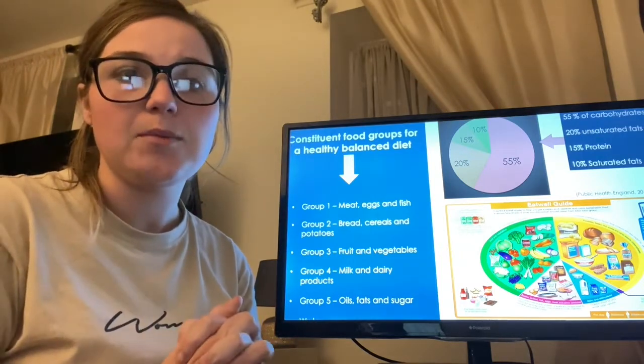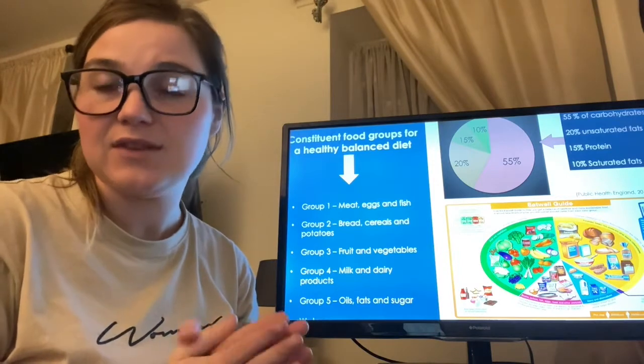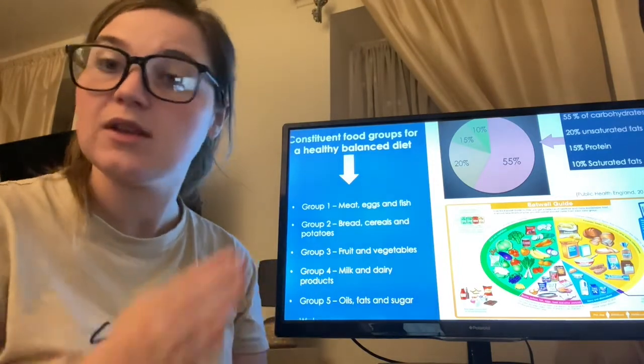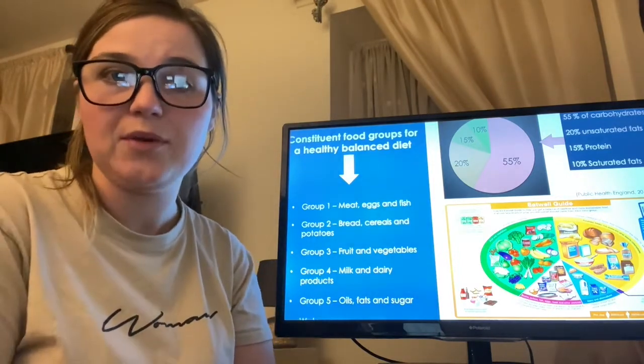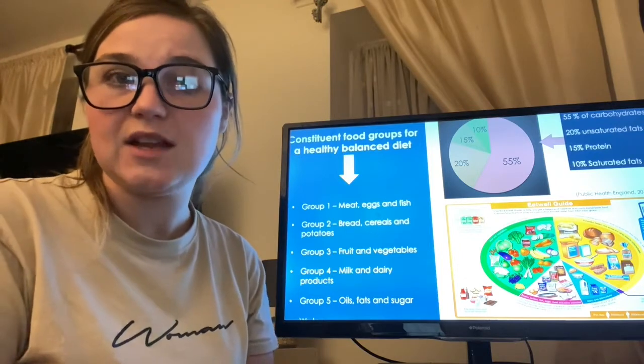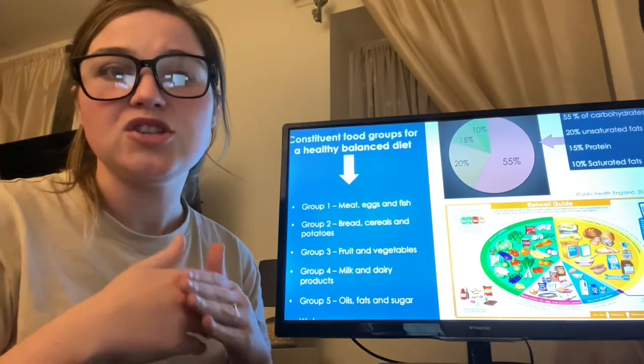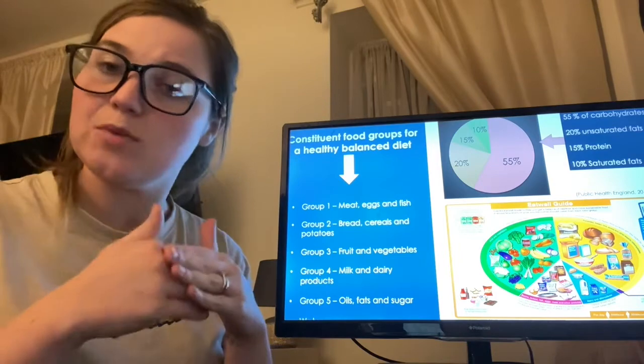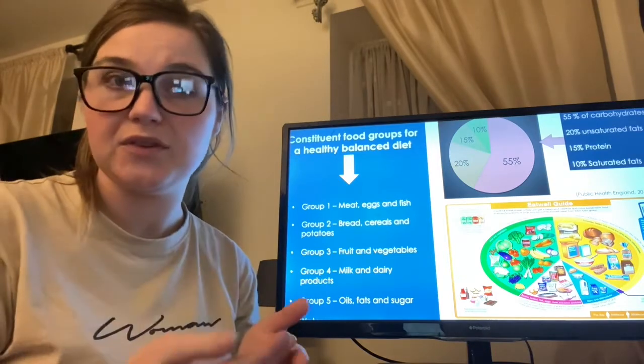Group 4, you have our milk and dairy, a great source of protein and vitamins, and containing large amounts of calcium that keep our bones strong and healthy. Dairy products such as cheese and yogurts can also be higher in sugar, salts, and fat, so we should aim to consume these in smaller quantities compared to our fruits and veg.